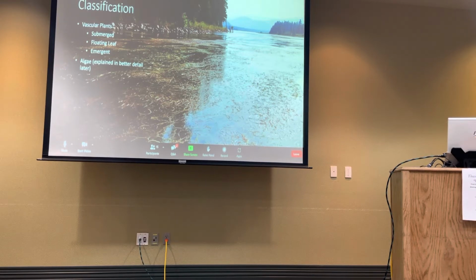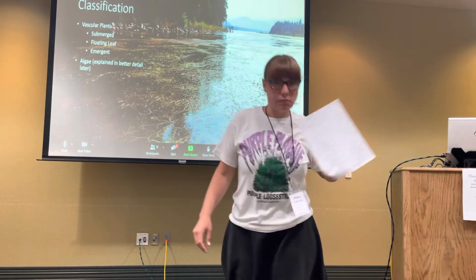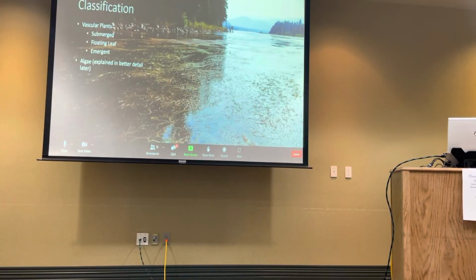We have floating leaf plants. These are lily plants, and they root on the bottom and they have floating leaves on the top. Then we have emergent plants, which grow on the margins and shorelines of a lake or river. And then there's also algae, which are single-celled plants. We'll talk about that a little bit more in detail if we have time at the end of the slides.